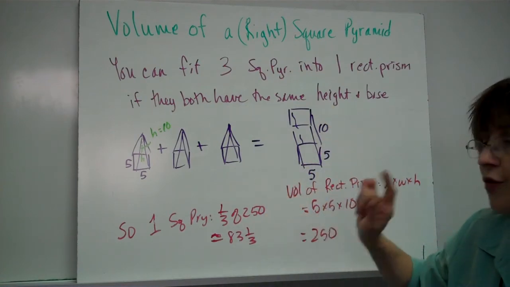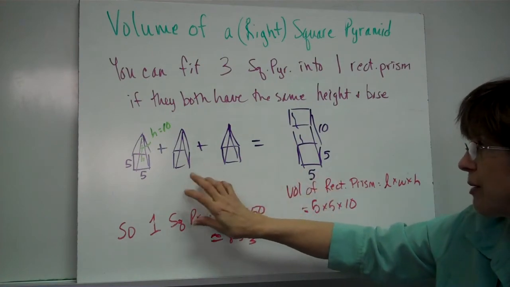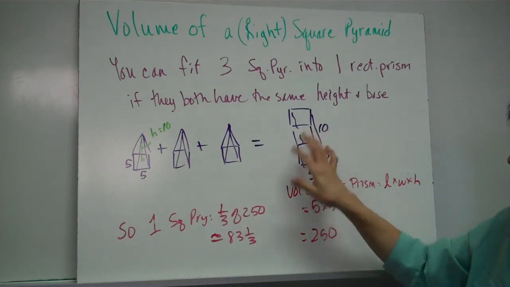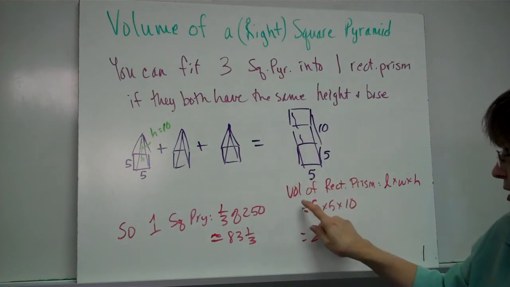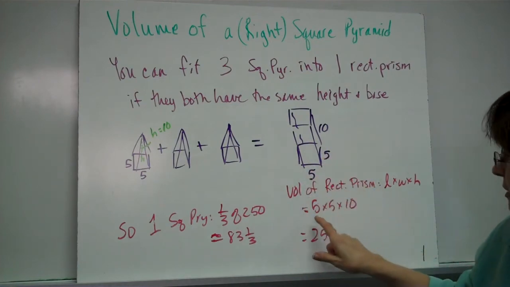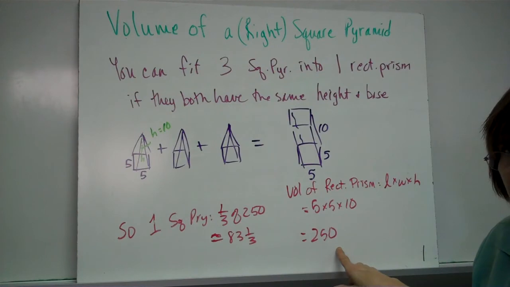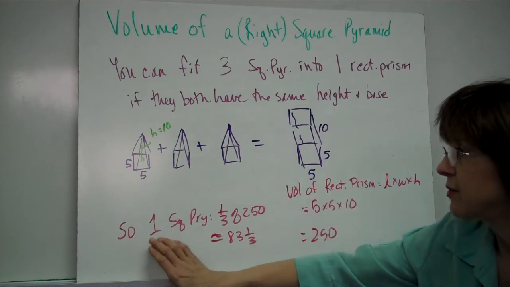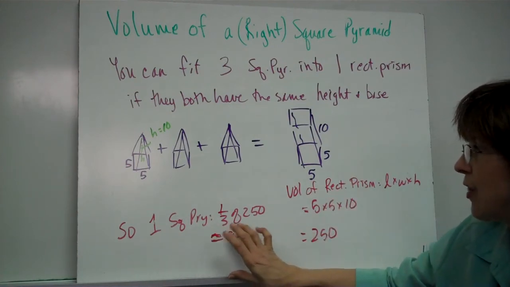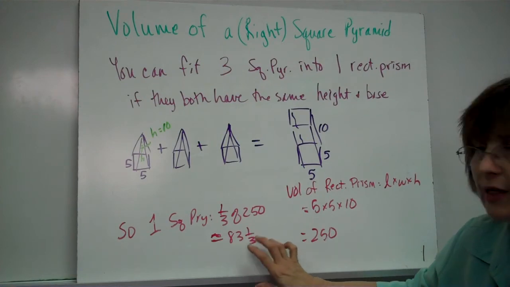So you can kind of see it. From that, that's how we get the formula for the volume of a square pyramid. The volume of this rectangular prism is simply length times width times height, like we talked about. So it's 5 times 5 times 10, which is 250. Then from that, we can see that the volume of the square pyramid is going to be 1/3 of that, or 83 and 1/3.